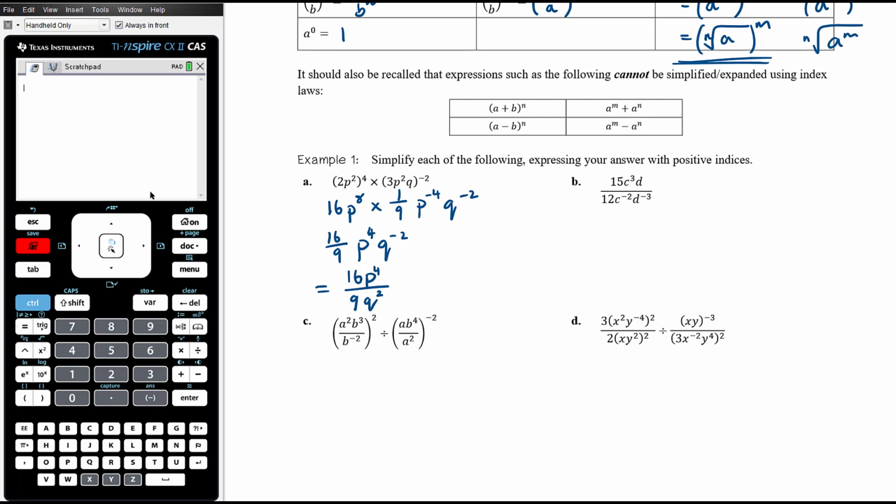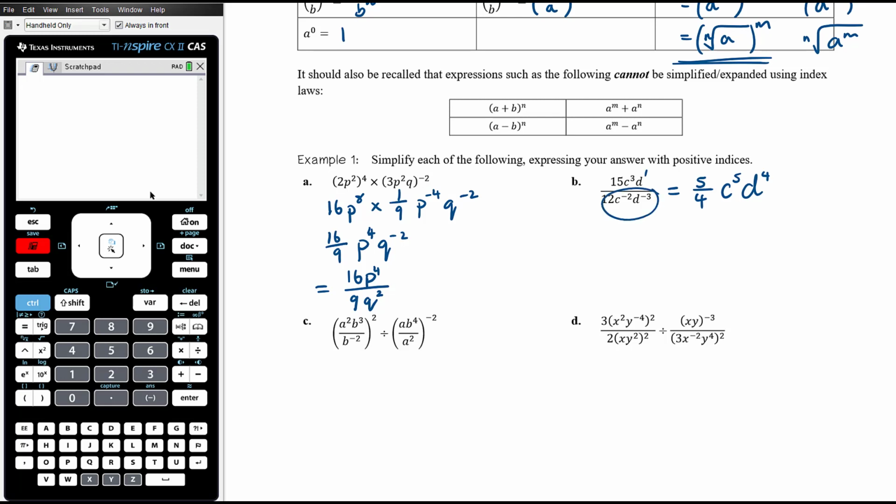Okay, 15c cubed d over 12c to the negative 2 d to the negative 3. Let's just focus on dividing the like terms. 15 on 12 simplifies, it's got 3 as a common factor, so that's 5 on 4. c to the power of 3 divided by c to the negative 2, we subtract powers when we're dividing, so 3 minus negative 2 is 3 plus 2, so that's c to the power of 5. And then d to the 1 divided by d to the negative 3, so we're subtracting the powers. 1 minus negative 3 is 1 plus 3, so that's d to the power of 4.